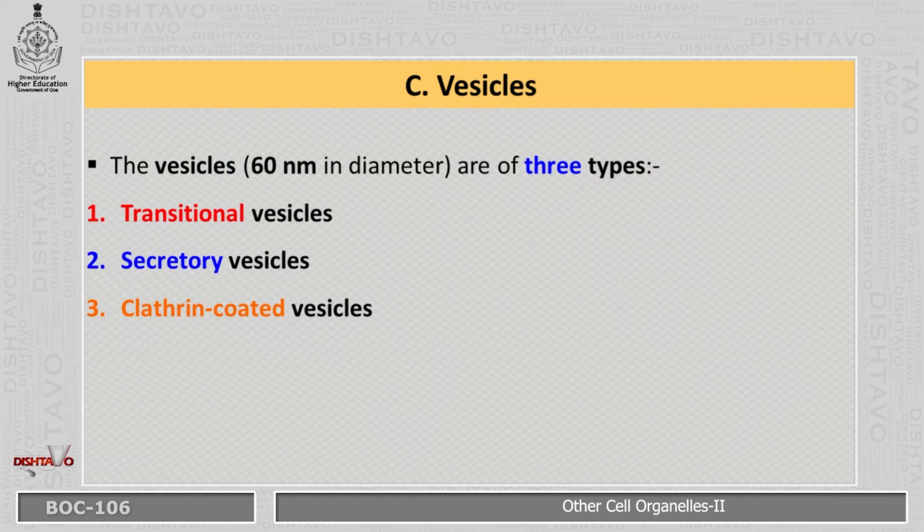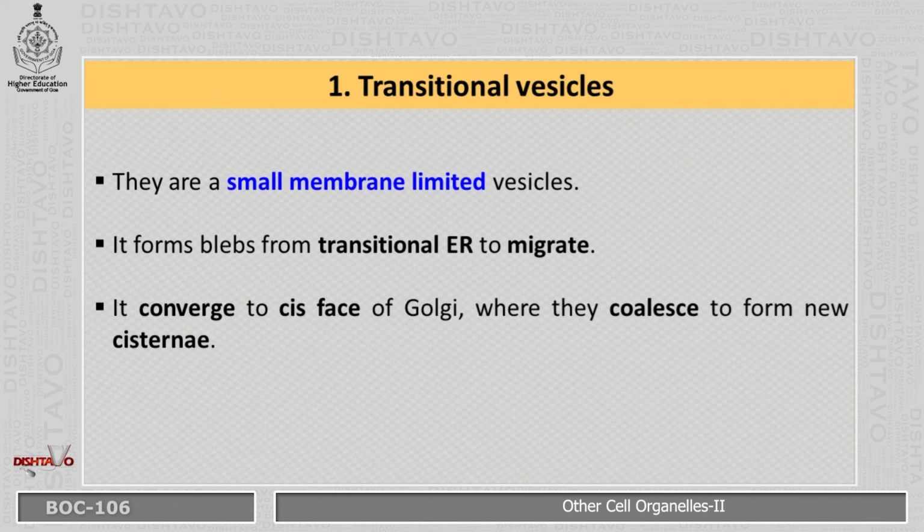Let us see the third part, that is vesicles. The vesicles are 60 nanometer in diameter and are of three types: transitional vesicles, secretory vesicles, and clathrin-coated vesicles. Let us see the first one, transitional vesicles. They are small, membrane-limited vesicles. They form blebs. Blebs are like swellings. In other words, it forms like a vesicle.